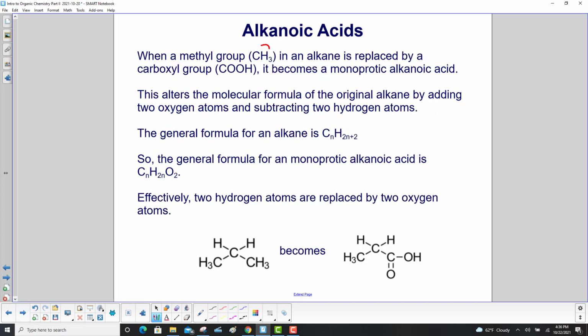When a methyl group, that is CH3, we'll draw it down here, in an alkane, and here's your alkane, is replaced by a carboxyl group right over here, it becomes a monoprotic alkanoic acid. This alters the molecular formula of the original alkane by adding 2 oxygen atoms and subtracting 2 hydrogen atoms. So here's our general formula for an alkane, and we take away 2 hydrogens, so the 2n plus 2 becomes 2n, and then we add 2 oxygens. Effectively, 2 hydrogen atoms are replaced by 2 oxygen atoms.